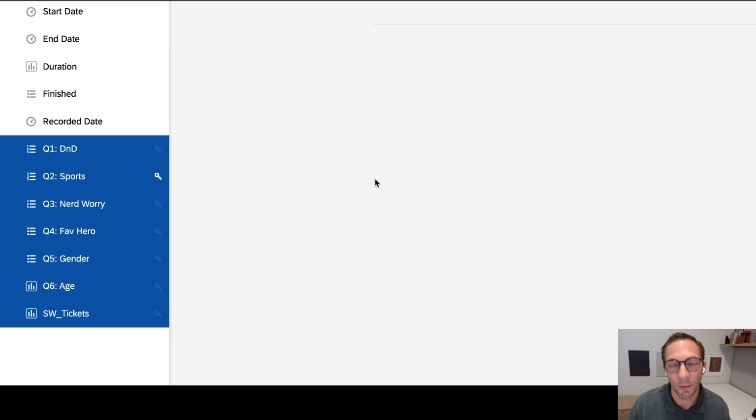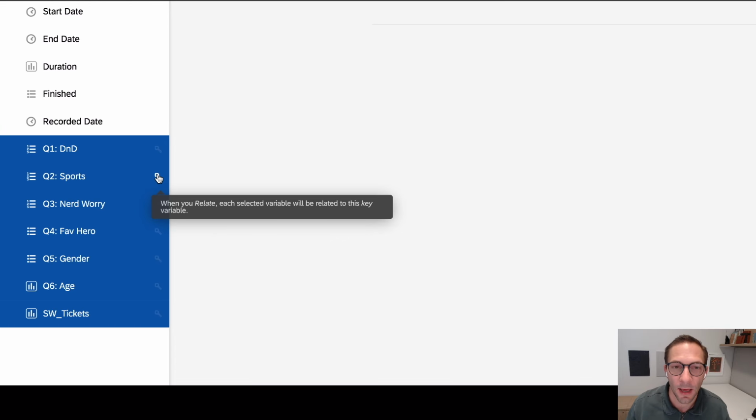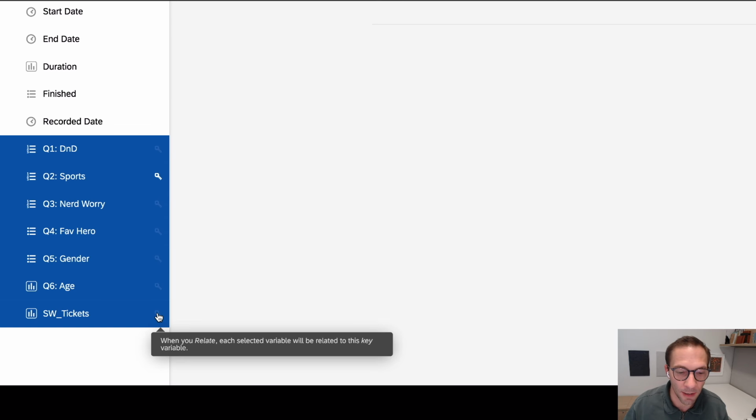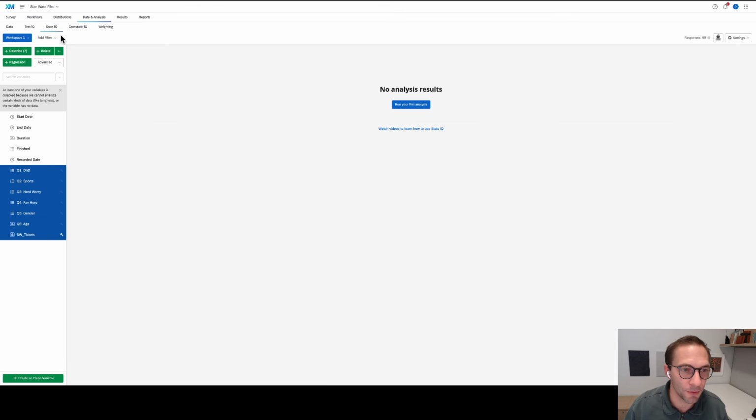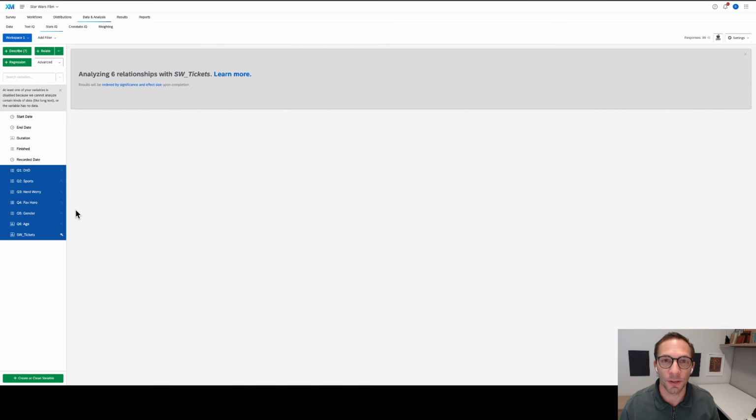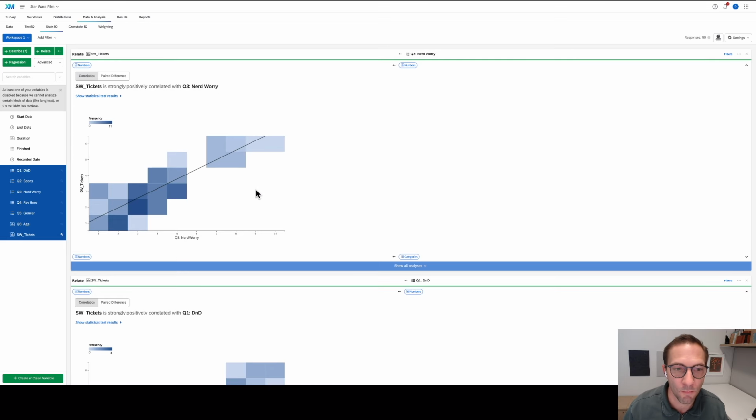So if we remember, by default, Stats IQ is going to have this key indicator be the output. If I want to know which ones predict SW tickets, that means what inputs are going to predict SW tickets as an output. So I can come down here and make sure the key is on SW tickets. Then if I zoom back out, I can click relate, and it's going to tell me which ones predict SW tickets.